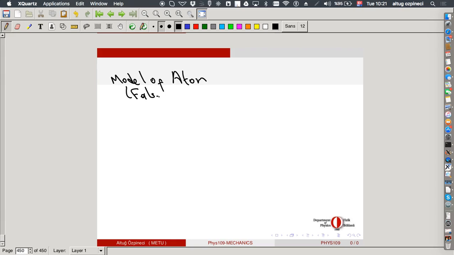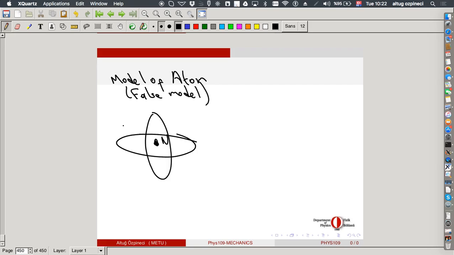So this is your question. We have the model of the atom, which is the false model. We know that it's not correct anymore. So in this model, if this is the nucleus, these will be the orbits of the electron. They're just moving in all directions.